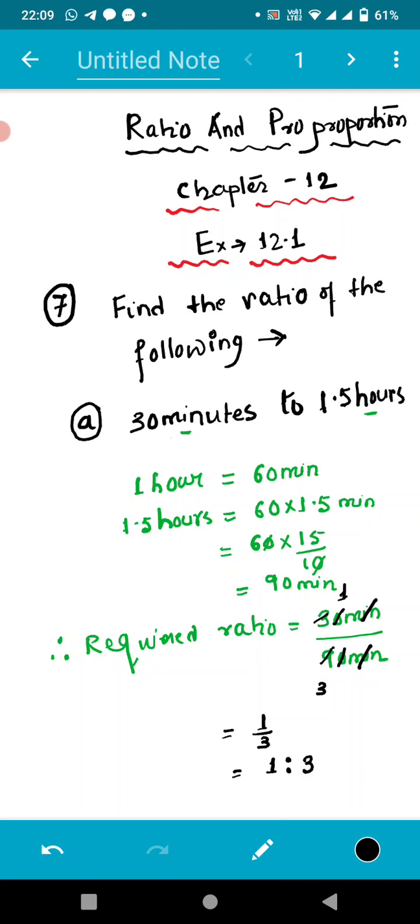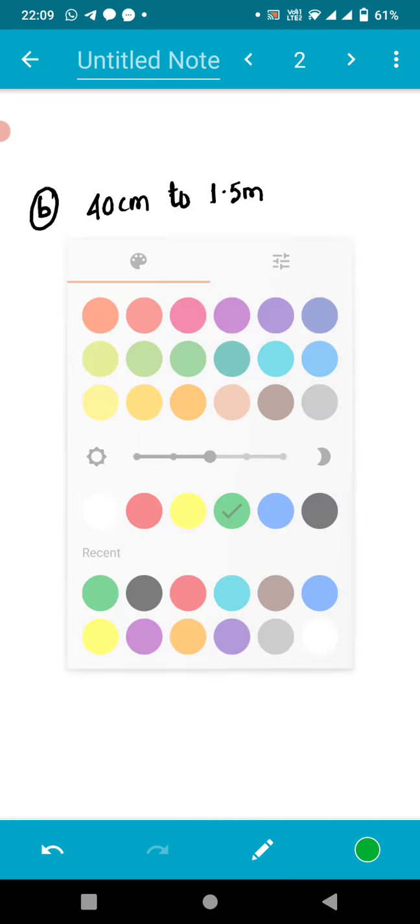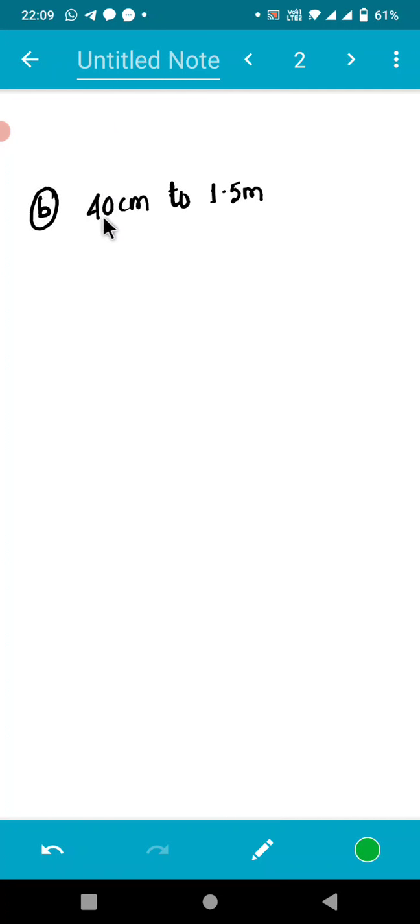Fine. So now let's move on to sum number B of question number 7. In sum number B, we have 40 centimeter to 1.5 meter. Again, as you see, the first term has centimeter as unit, and the second term has meter as unit. So we have to change the meter form to a centimeter form first. As we know, 1 meter is equal to 100 centimeter. So 1.5 meter would be how many centimeters? For that, we have to multiply 100 with 1.5, and the unit will be centimeter now.